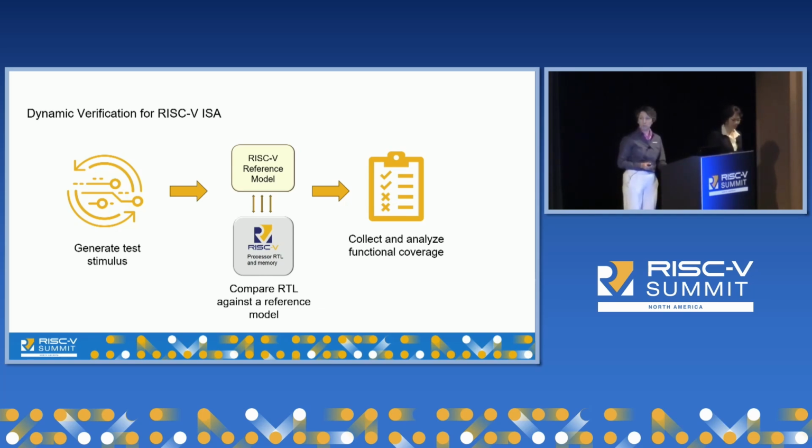Creating the coverage model is a significant task. However, since it's defined by the RISC-V specification, it's common to all implementations, meaning you don't have to write it from scratch. There are open source and commercial offerings for RISC-V ISA functional coverage. And it's worth mentioning that this methodology can be used from simulation to emulation and FPGA prototyping platforms.